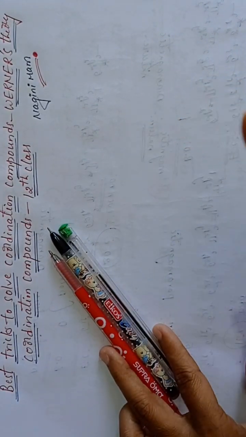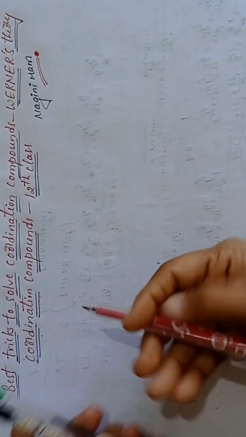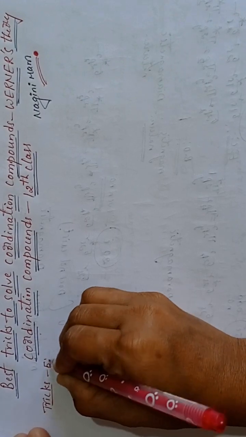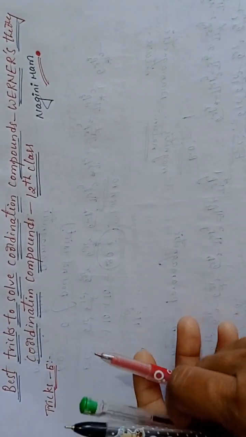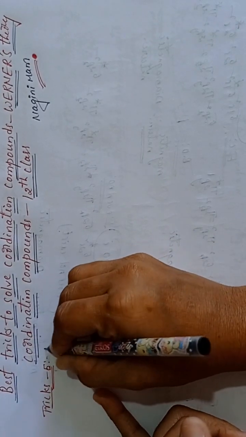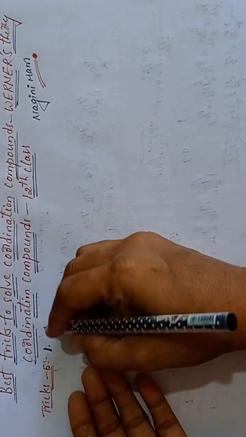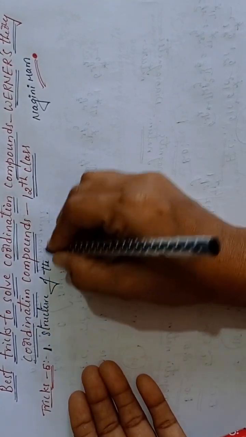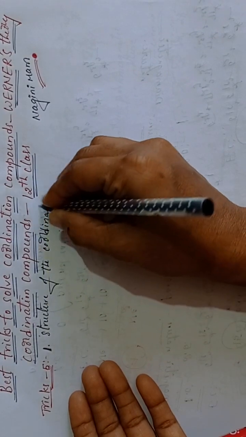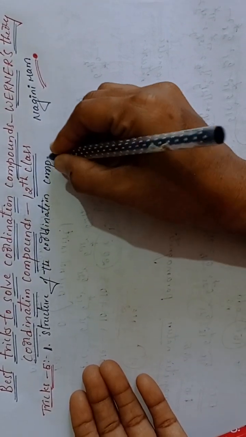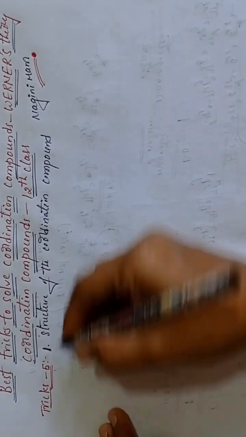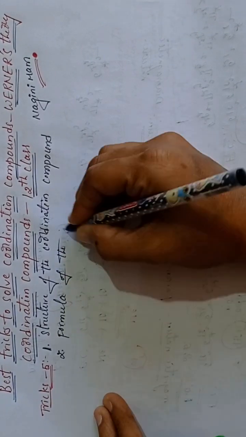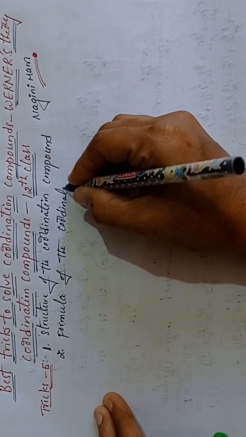Trick number one. Total five tricks I'm going to explain, students. First one is structure of the coordination compound. Second one is formula of the coordination compound.